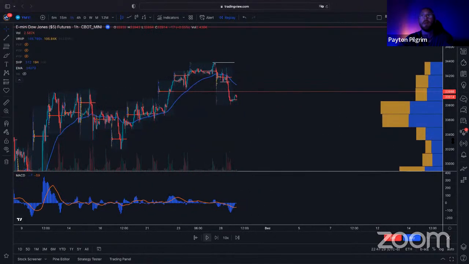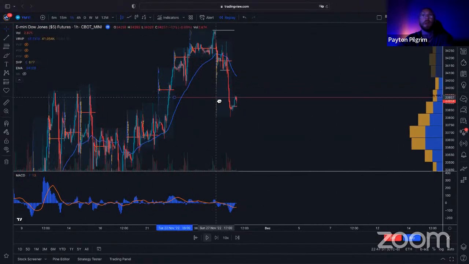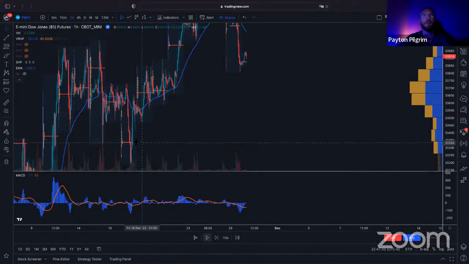Smash straight through that daily POC. We can delete that now. Is there any more liquidity down here? Yep, there's another one way down here. So that could be a target.